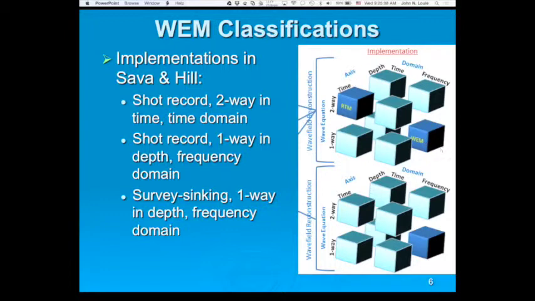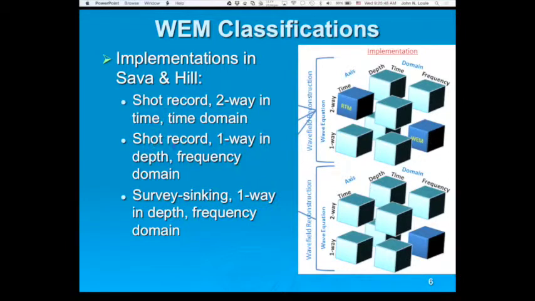This is wave equation migration down here, just extended to multi-offset. You're familiar with that from the WMIG program from the 706 course. Okay, frequency domain, depth evolution. WEM is what he uses. Let's see. So Stolt migration is this last one. Well, it's more related to this last one: one way in depth survey syncing in the frequency domain.